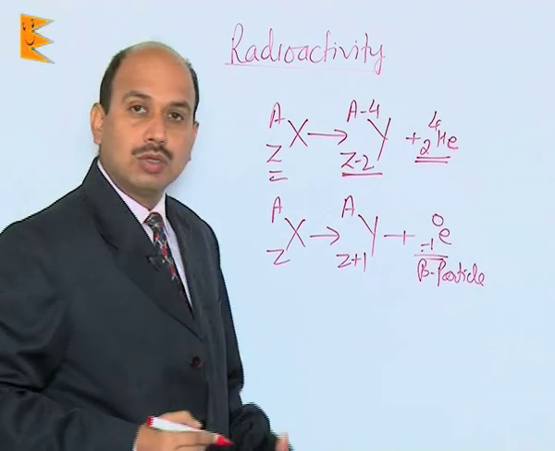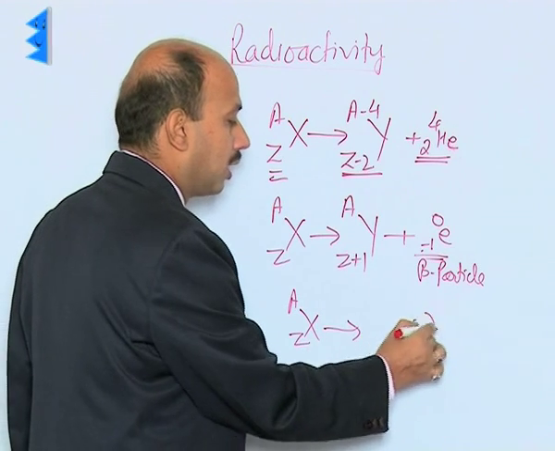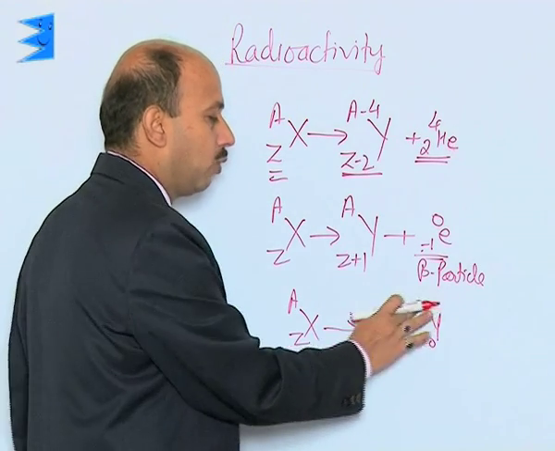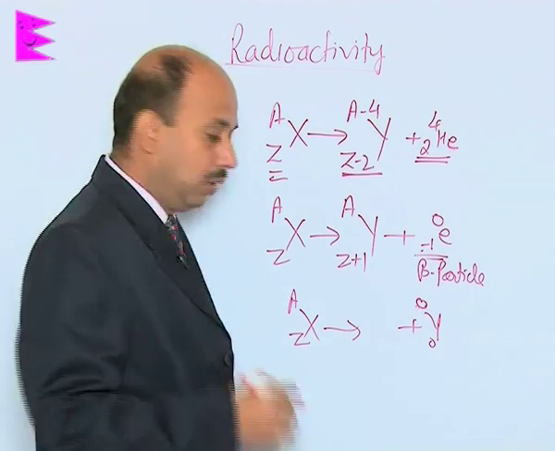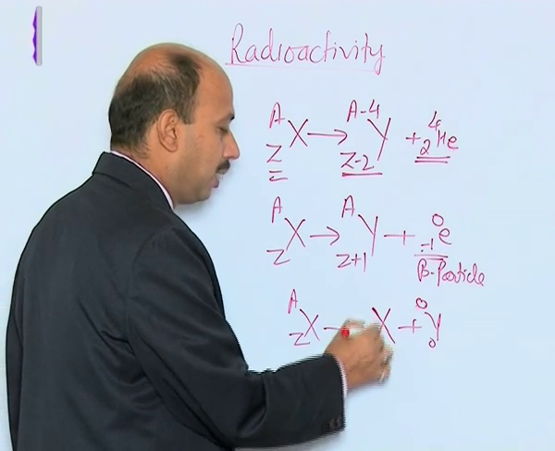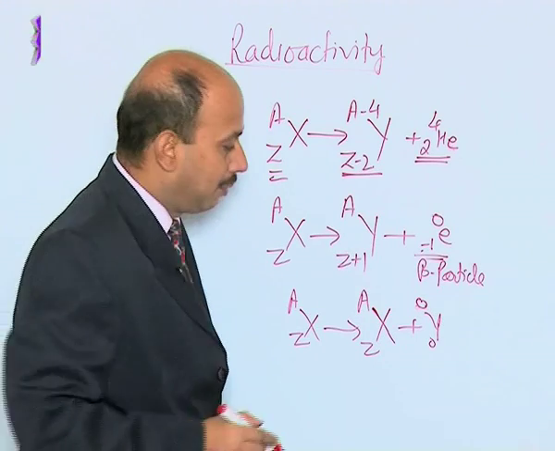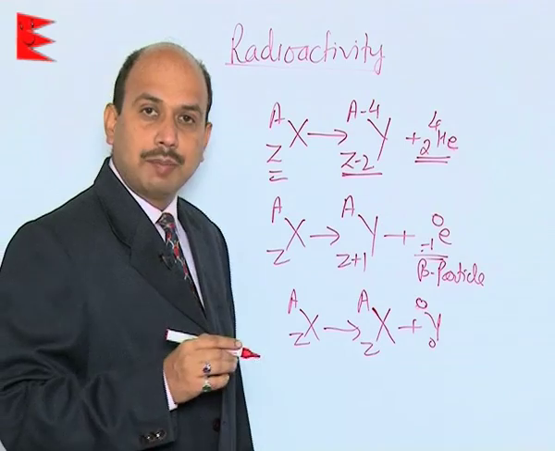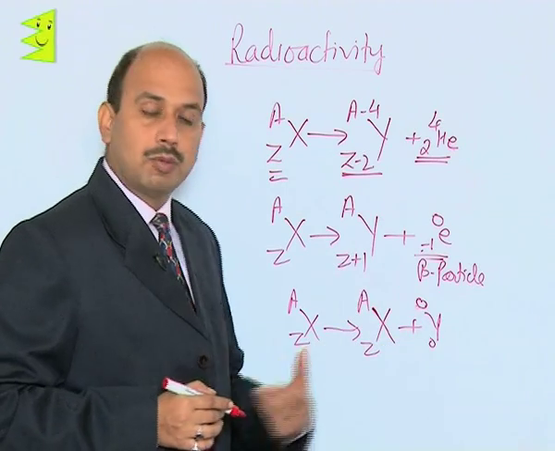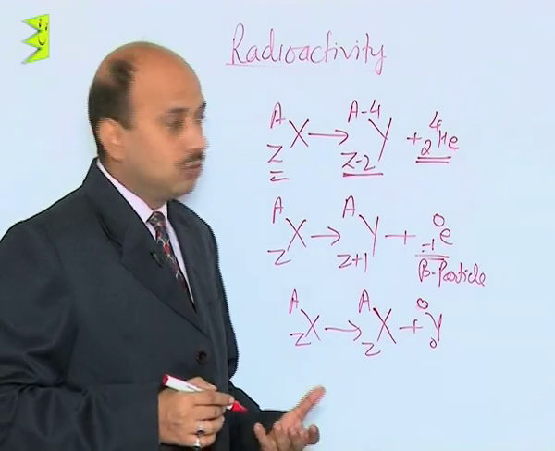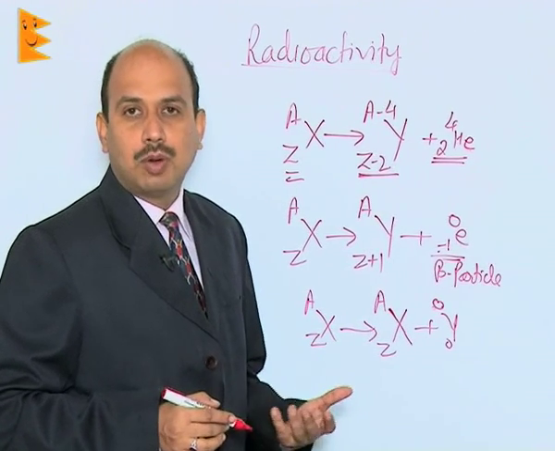Now when we talk about gamma emission, suppose you have ZXA and it is giving out gamma, with charge 0 and mass 0. Gamma is like a photon, which is considered chargeless and massless. So when gamma emission takes place, no new element is formed, the same element remains, that is ZXA. So what happens actually in gamma emission? If this nucleus has a higher energy, then it gives out some energy in the form of gamma radiation and it becomes stable. So these are the three types of emission, alpha, beta and gamma. So this is about radioactivity.